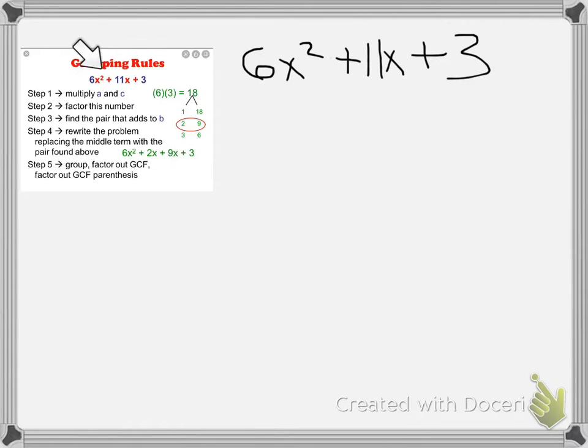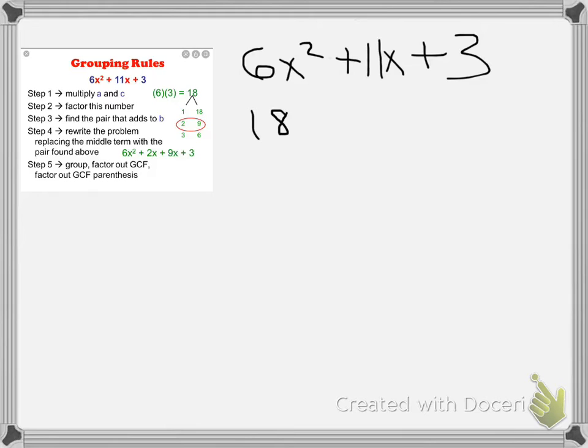And if you look right here, I do have a step-by-step process that shows you how to do these. And that's the step-by-step process I will be using. Okay? The first step is always the same. I'm going to take the number in front of the x squared. I'm going to multiply it by the number at the end. 6 times 3. We know that 6 times 3 is 18. So I'm going to write that 18 right there.